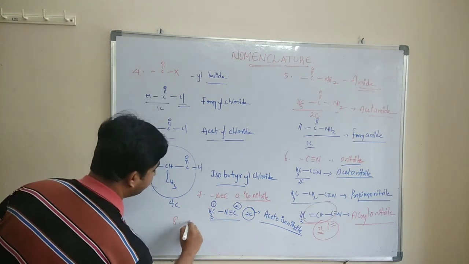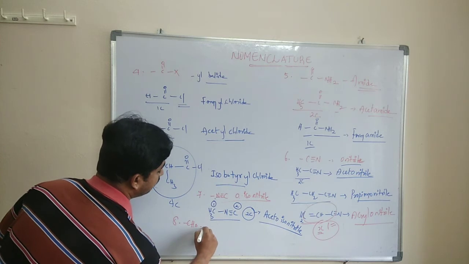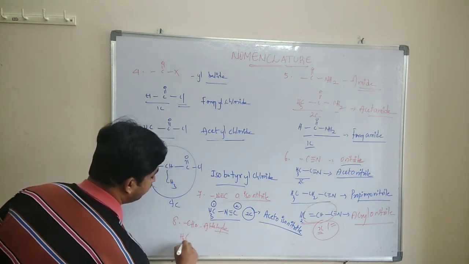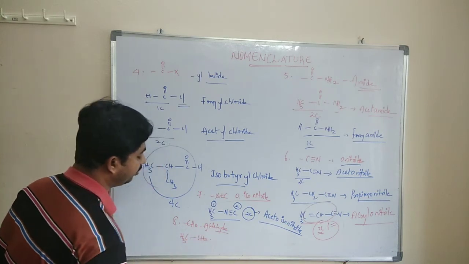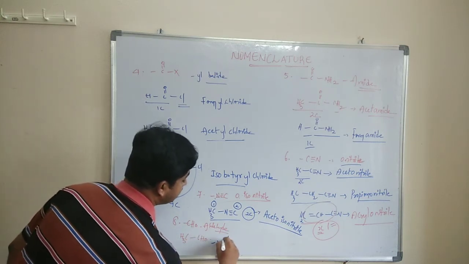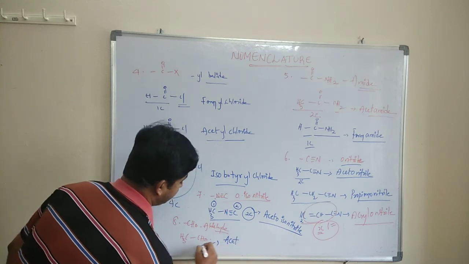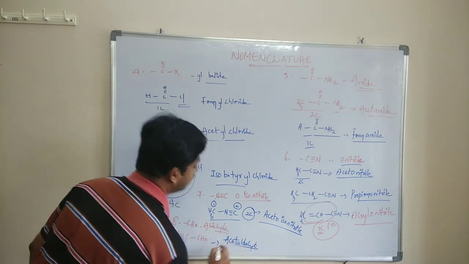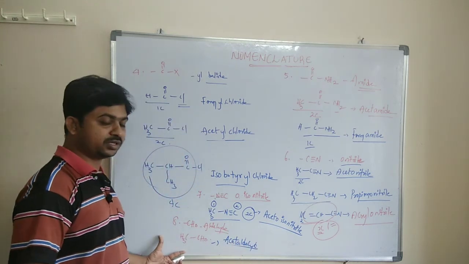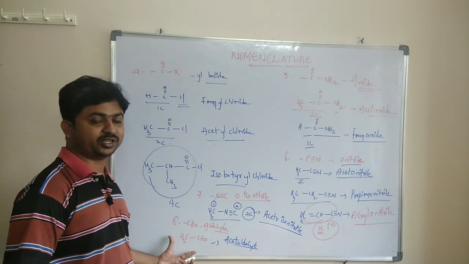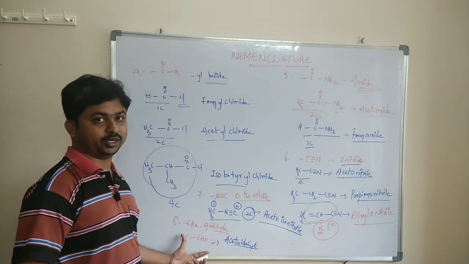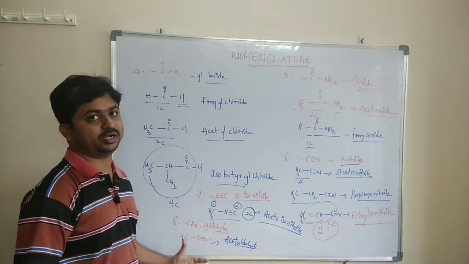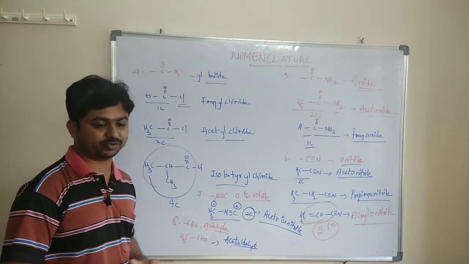Then aldehyde is simple, CHO. So the suffix is aldehyde. Example CH3 CHO. What is the name of this one? Two carbons. Acetic acid is the root word. Then aldehyde. Acetaldehyde is the name of this one. So if three carbons are present in the hydrocarbon chain, we call it propionaldehyde. If four carbons, butyraldehyde. If five carbons, valeraldehyde. Like this we can give the names.